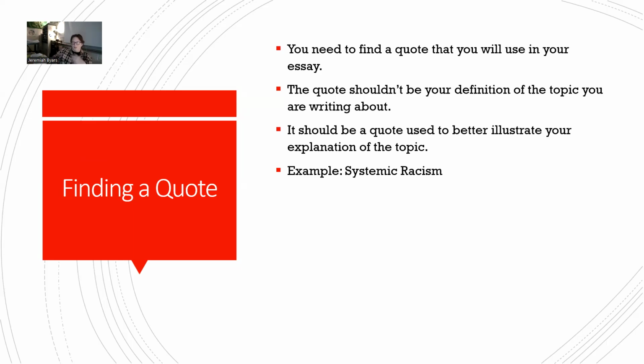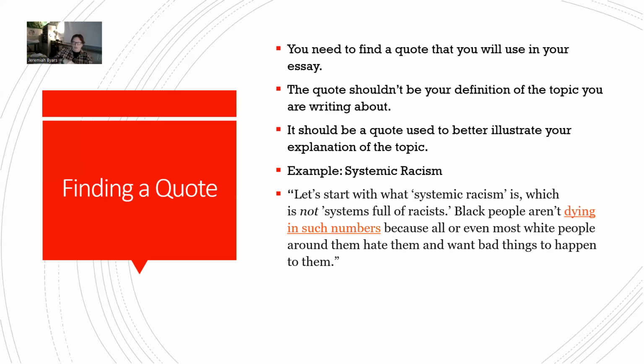All right. So then I might have this quote. "Let's start with what systemic racism is, which is not systems full of racists. Black people aren't dying in such numbers because all or even most white people around them hate them and want bad things to happen to them." So I'm using this quote. This is not defining systemic racism. This is talking about how systemic racism is often continued and perpetuated through people who would consider themselves to be non-racists, in fact.